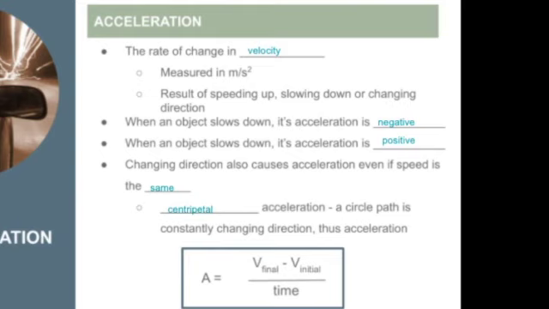because it's decelerating. This next one I have a typo, but it should say when an object speeds up, its acceleration is positive. If you think about an object falling towards the ground, it's speeding up. It's going faster and faster and faster. That actually has a positive acceleration.